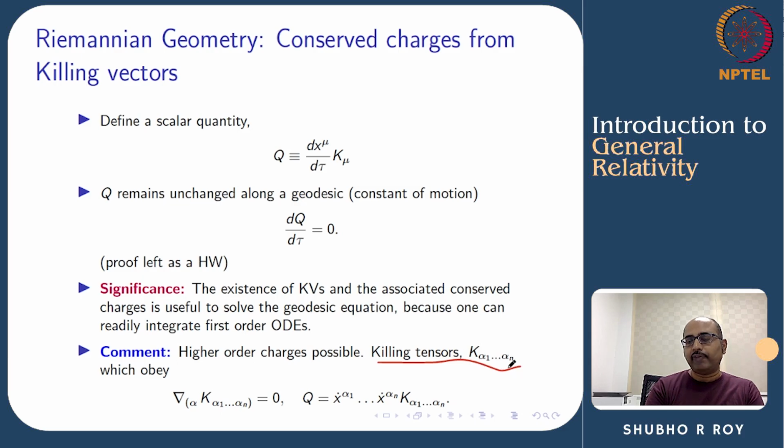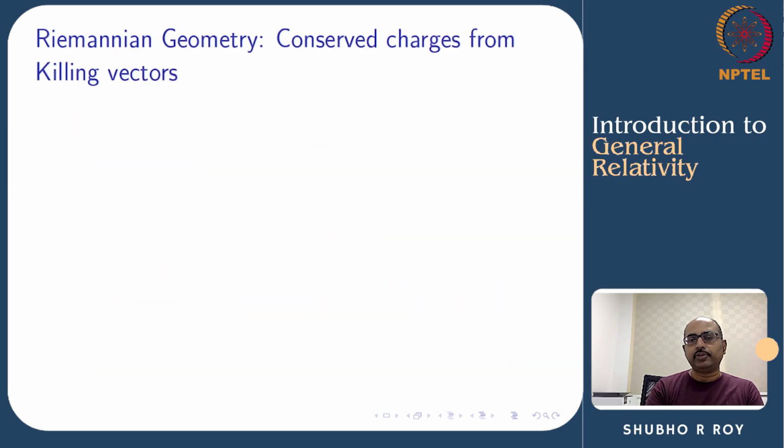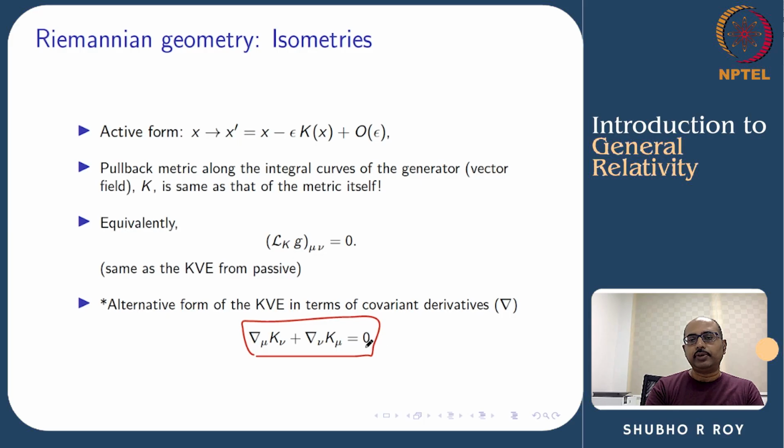So for example, I have a rank n Killing tensor which has indices alpha 1 to alpha n, and it is symmetric under the swap of all these indices. It is symmetric under the swap of any and all of these n indices. So these are Killing tensors if they satisfy this property, that the symmetrized covariant derivative of this vanishes. As you can guess, this is a simple generalization of the Killing vector equation written in covariant derivatives, except the Killing vector has only one index.